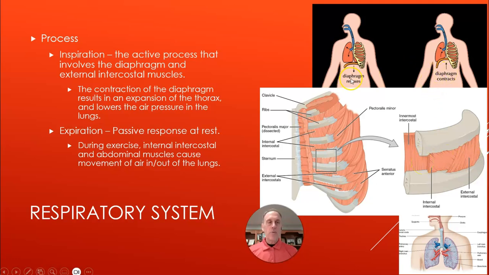Passive contraction happens from the diaphragm. And you'll see, like when you're huffing and puffing, you're really exhaling, and a lot of that work comes from the muscles in between the ribs to help push air out.